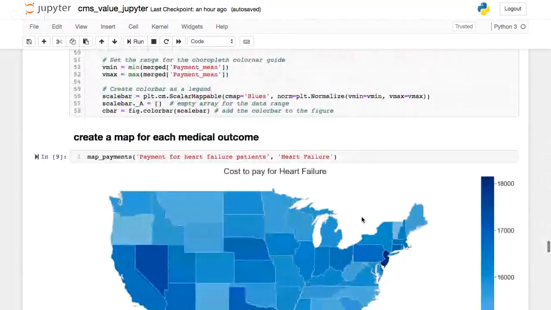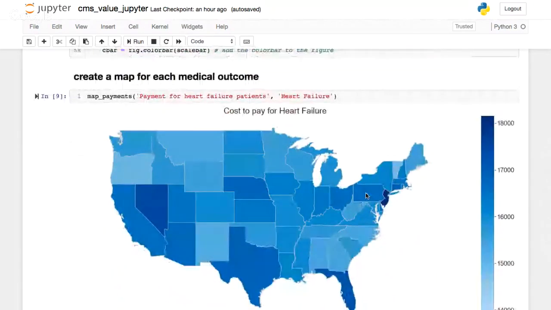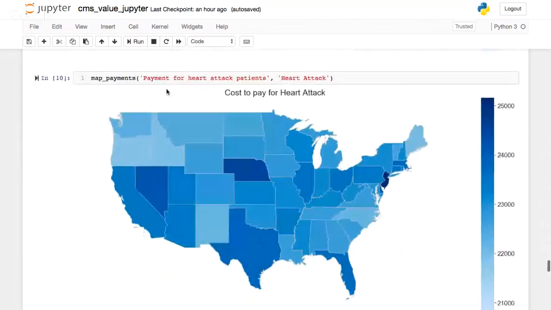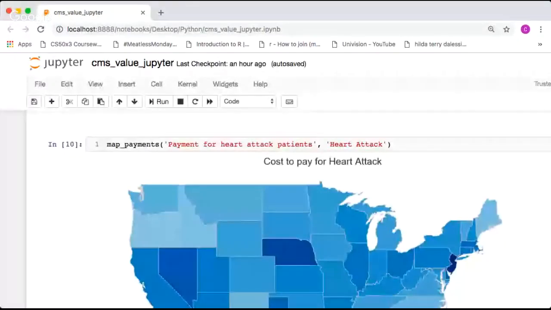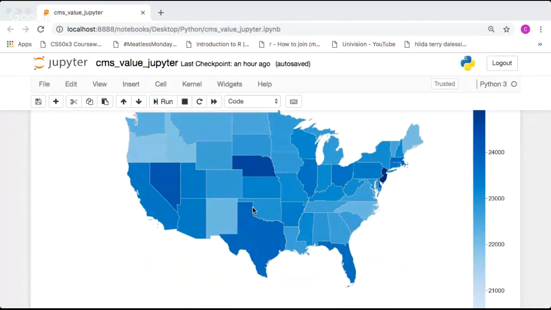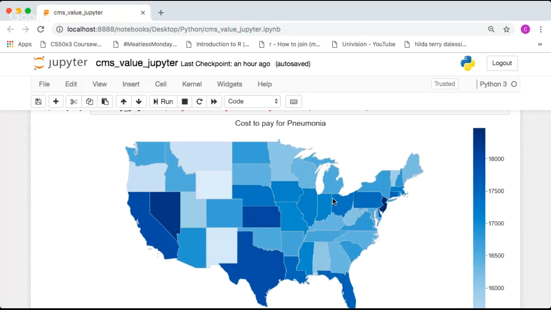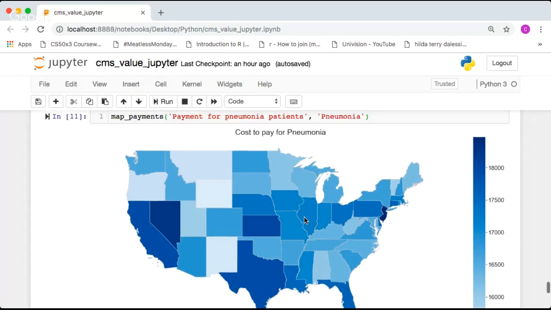So here we go. The cost paid for heart failure by state, it looks like there's a higher cost in New Jersey and maybe in Nevada over here, maybe Florida as well. The cost to pay for heart attack looks slightly different, with some concentration, I guess, in Nebraska and in New Jersey as well. The cost to pay for pneumonia, again, somewhat similar, just on a different scale.